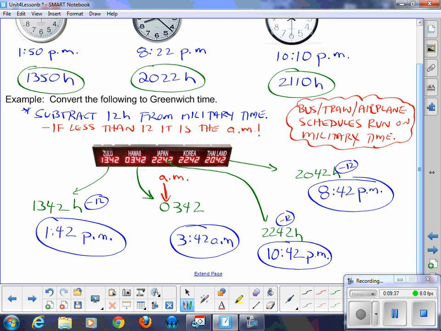So we have to make sure when we're doing this, we have to make sure our AM and PMs are clearly listed when we're doing our Greenwich time or our normal time. With military time, they don't care. You don't have to put in any AM or PM at all because it runs on that 0 to 2400 hour system. So it's a little bit more efficient for them, and it allows computers, they actually prefer that time, a little bit easier for them to work with as well.